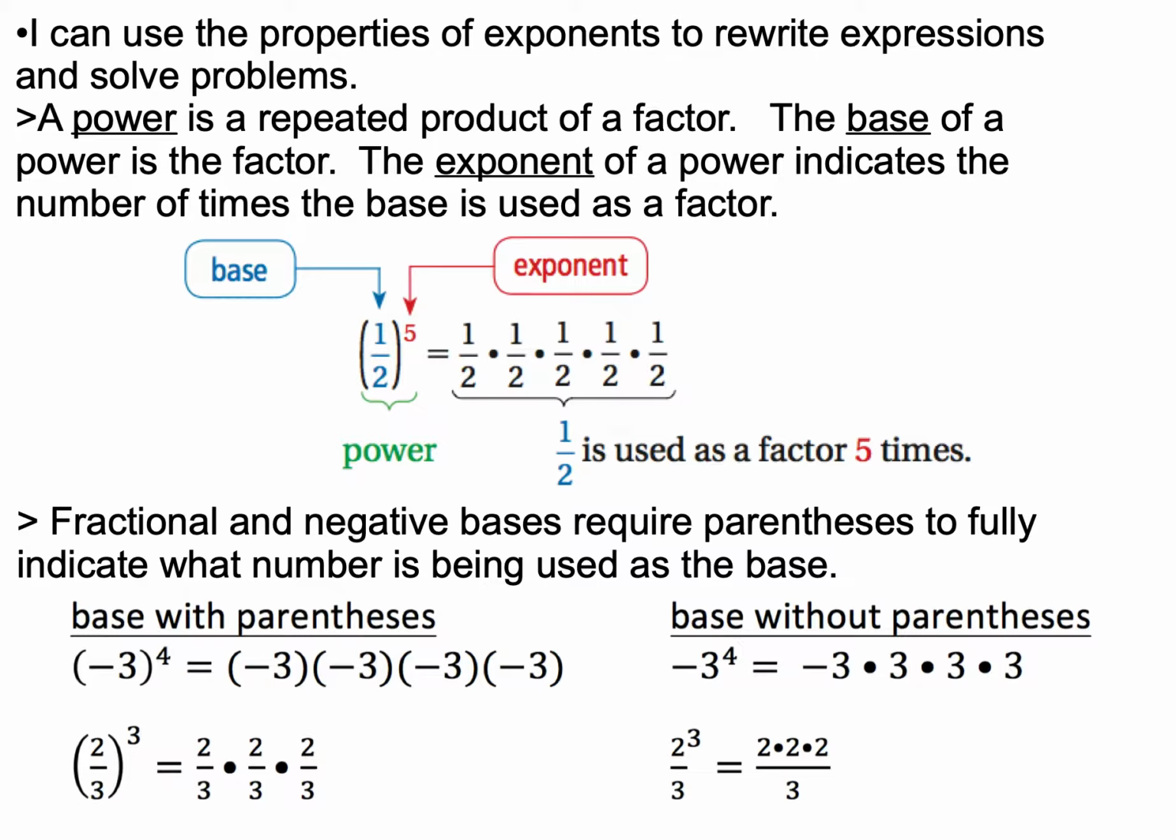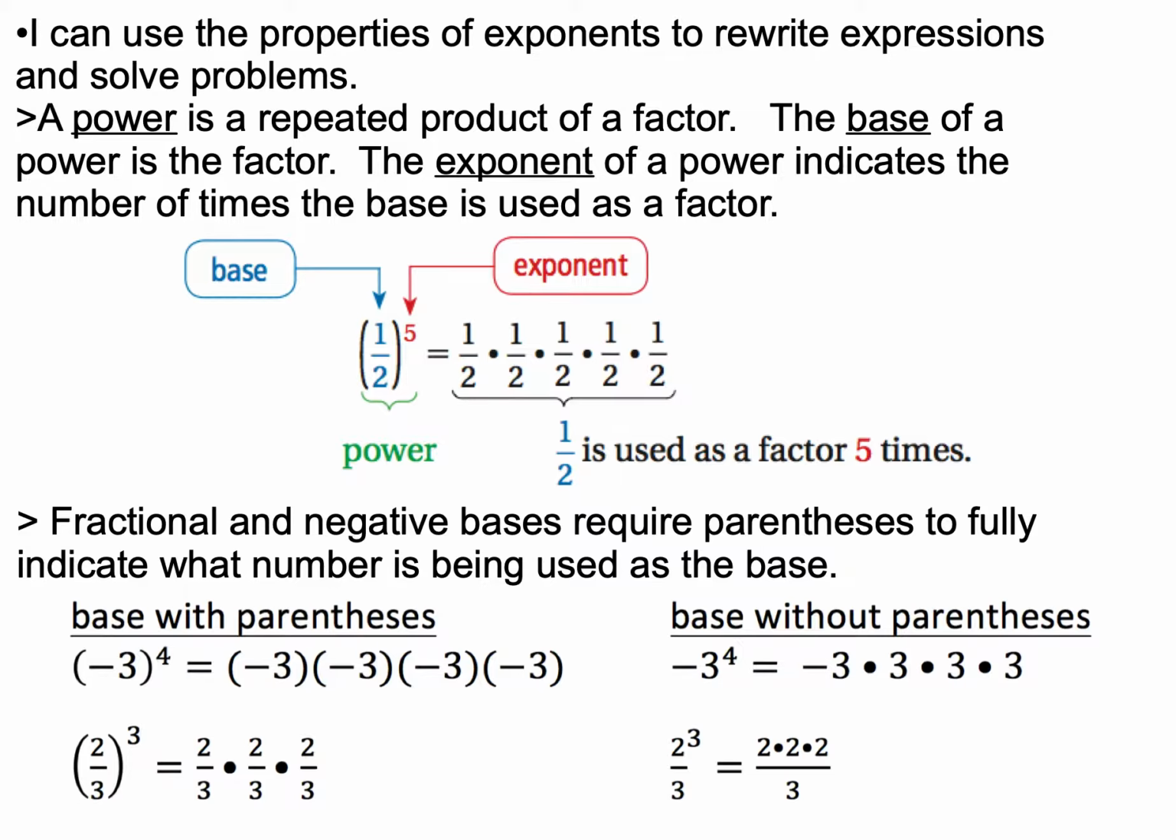Okay, first bit of vocabulary. A power is a repeated product of a factor. The base of a power is the factor. The exponent of the power indicates the number of times the base is used as a factor. So, this entire thing together is called a power. And it's got a base 1/2 and an exponent 5. The exponent 5 tells me how many times 1/2 is used as a factor. So that is a power.